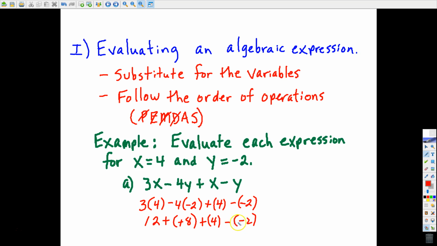And again, subtracting a negative means addition. So I'm going to make this become plus. And so really, I'm just going to be adding from left to right. 12 plus 8 is 20. 20 plus 4 is 24. 24 plus 2 is 26, and that's my final answer for this example 1A.